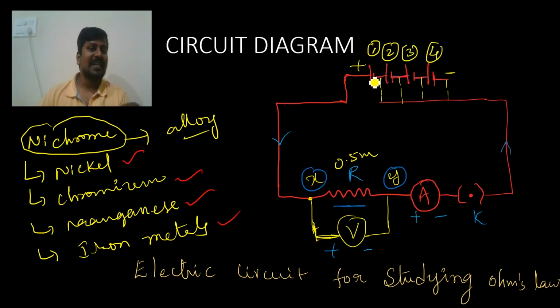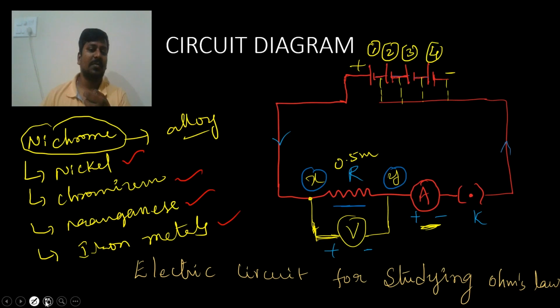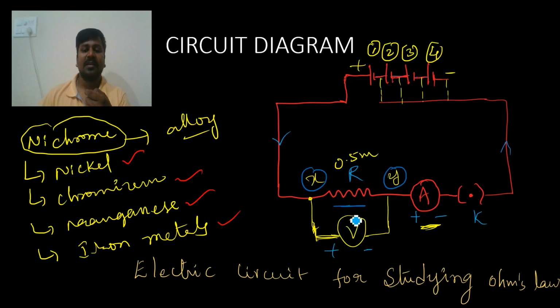So 4 cells I have considered, connected, with connecting wires. Next one here, ammeter. Ammeter also I have considered. Next one, voltmeter. You can observe on the screen: here it is the voltmeter, and here it is the ammeter, and the plug is there. Anyway, all these are connected.